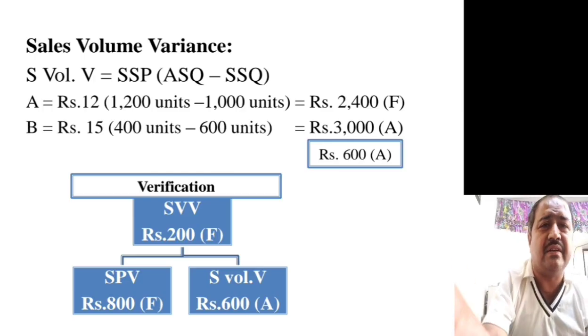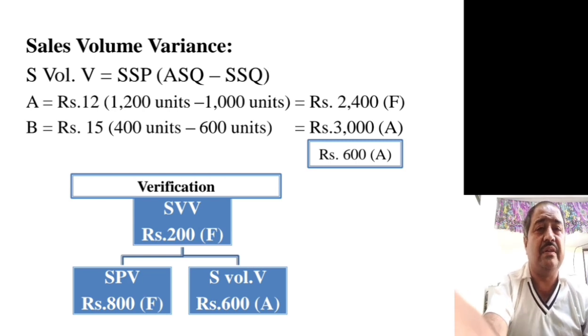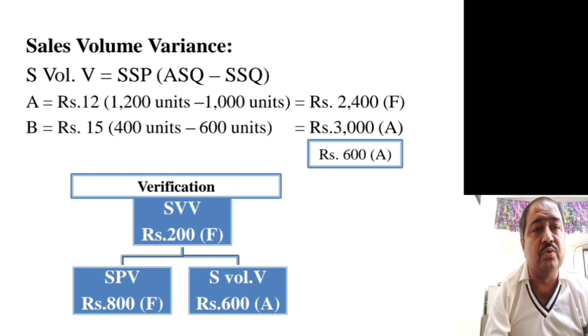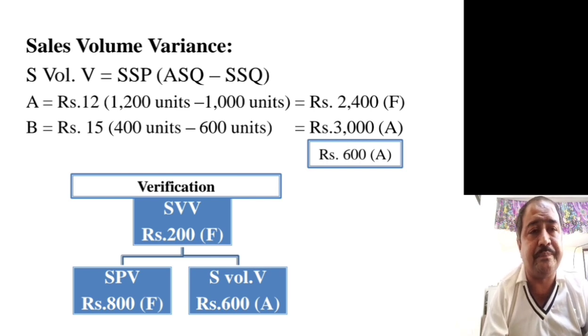Very easily we can calculate this sales variance when the quantities are the same. In that case, there is no need to calculate revised quantity, and only three variances are possible. But if quantities are not the same, let's take one another example where quantities are not the same.